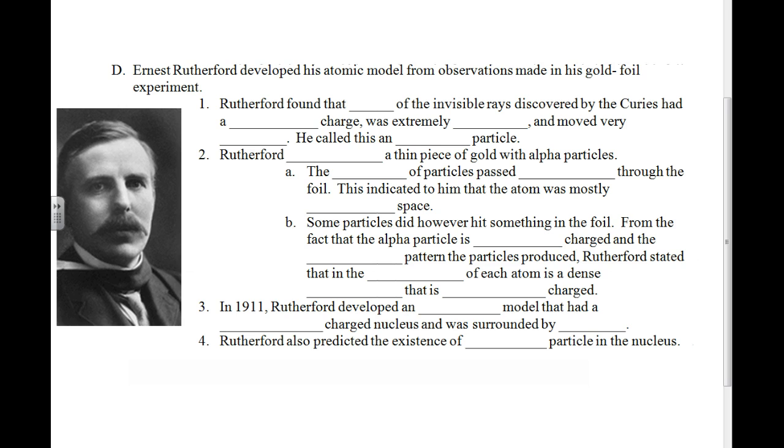Rutherford found that one of the invisible rays discovered by the Curies had a positive charge, was extremely small, and moved very fast. He called this an alpha particle. Now, an alpha particle has its own little abbreviation, and it looks like an unfinished fish. That's the Greek letter for alpha.